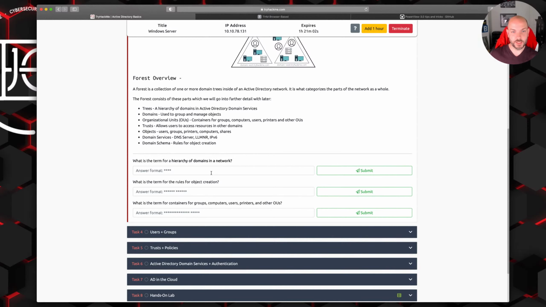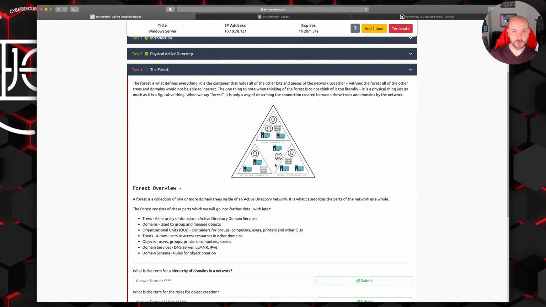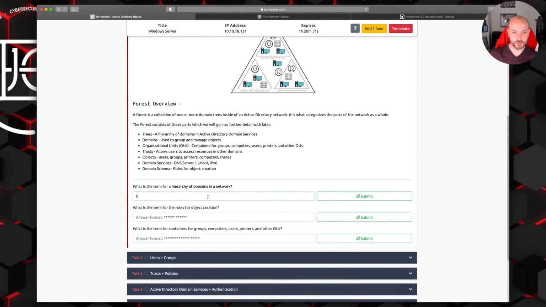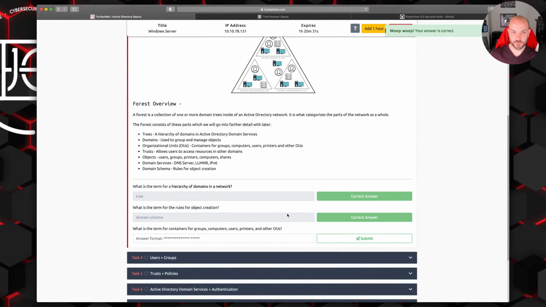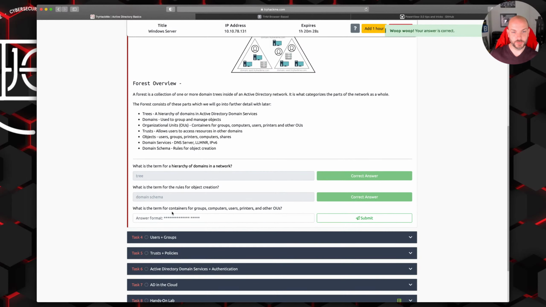What is the term for hierarchy of domains in a network? So I think here we are talking about a tree. Okay. What is the term for the rules for object creation? Domain schema. And what is a term for containers, for groups, computers, users, printers, and other OUs? Organizational units.